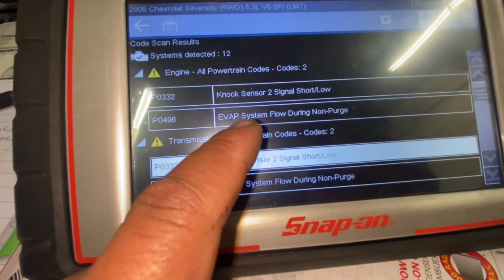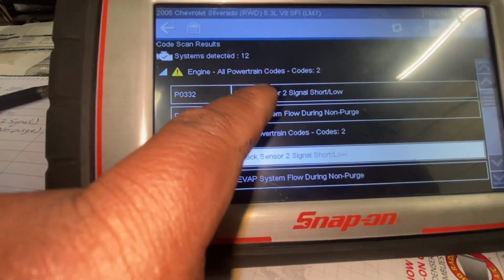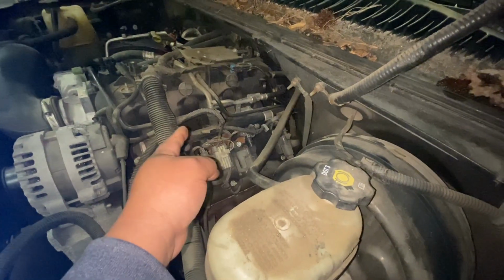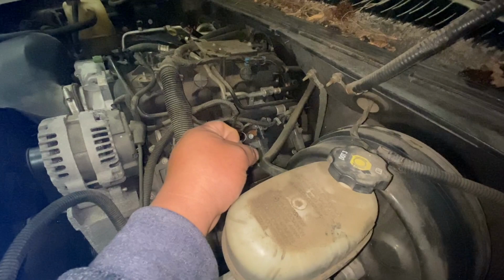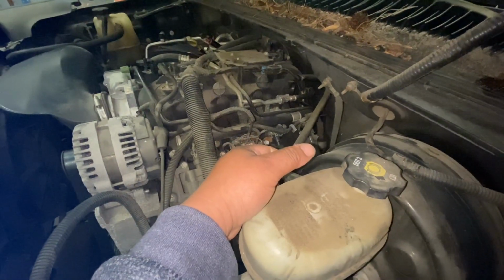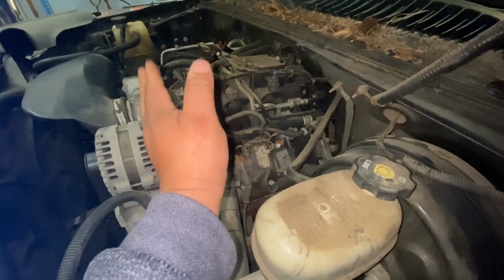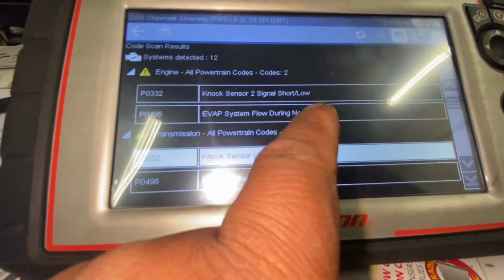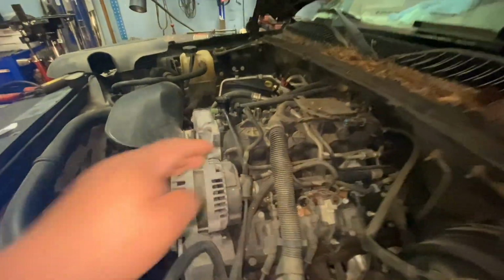So doing this test, we're gonna fix this problem here. With the knock sensor, we have to remove the intake because the knock sensors are underneath the intake, but there's a little work. So for now we're gonna fix the engine code. There is an Evap system flow, the Evap system flow is not purge, so it means this valve right here is bad.